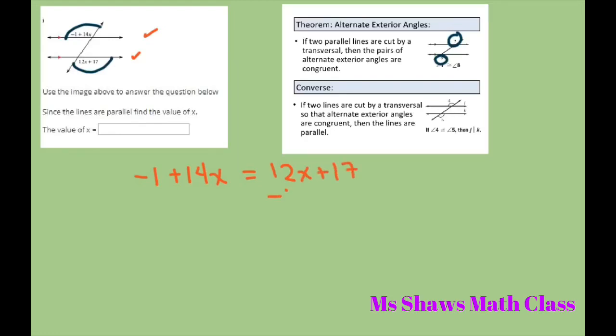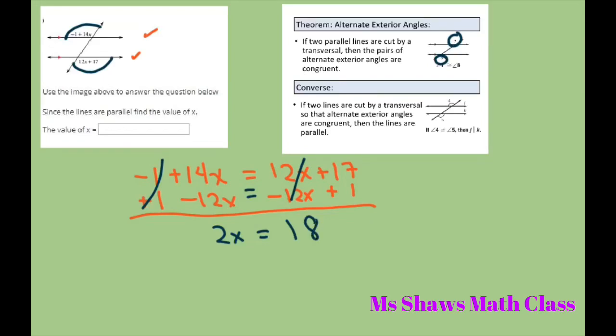So what I'm going to do is subtract 12x from both sides and add 1 to both sides. Alright, so that gives you 0, and you get 2x equals 18. So x would equal 9.